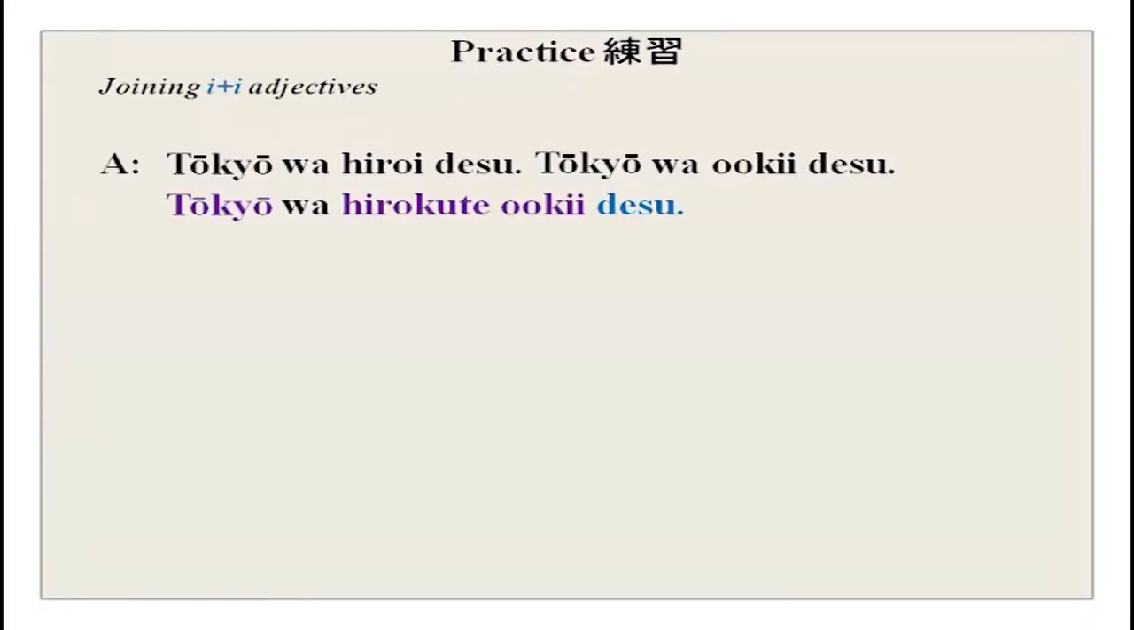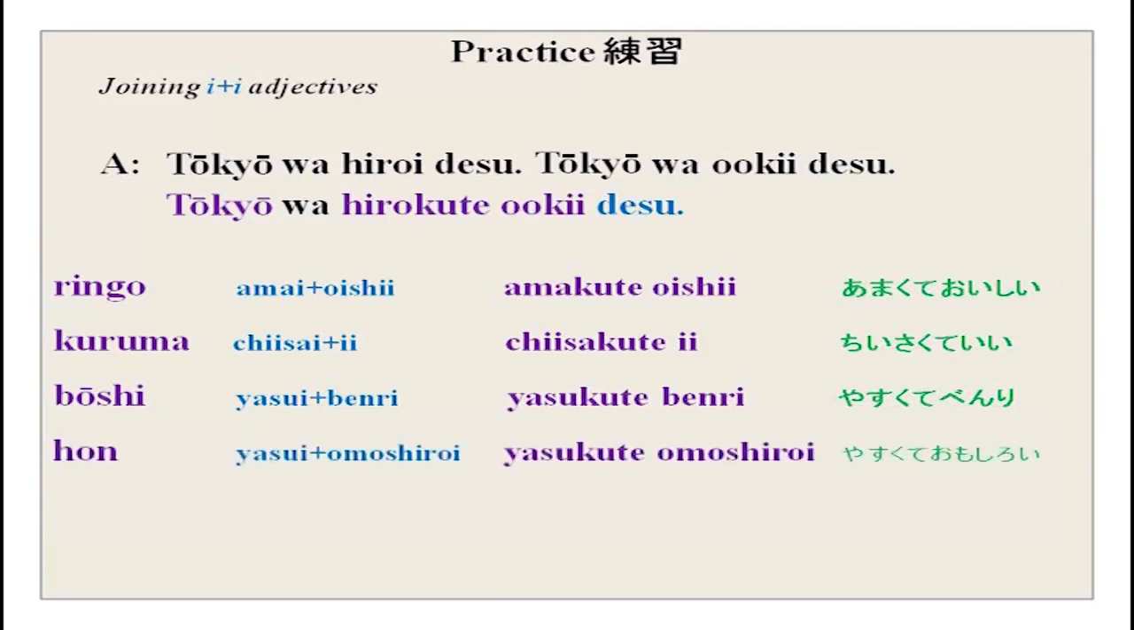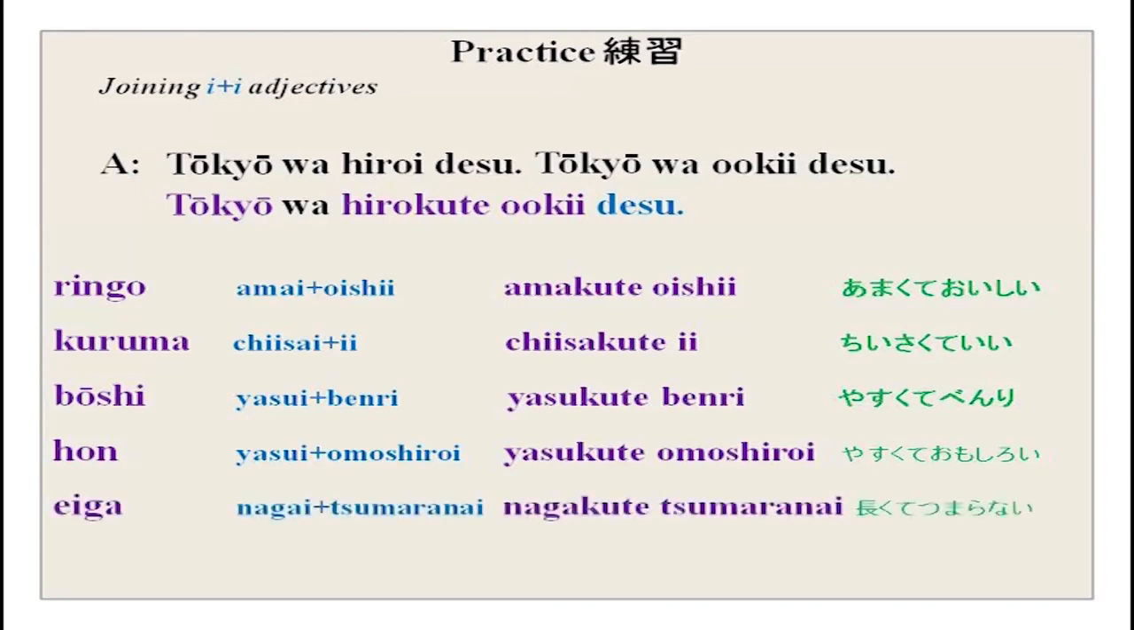Joining I adjectives with I adjectives. Tokyo wa hiroi desu. Tokyo wa ookii desu. Tokyo wa hirokute ookii desu. In a similar manner, now you can replace Tokyo with other nouns. Ringo, kuruma, boshi, hon, eiga. Ringo wa amakute oishii desu. Kuruma wa chiisakute ii desu. Boshi wa yasukute benri desu. Hon wa yasukute omoshiroi desu. Eiga wa nagakute tsumaranai desu. Tsumaranai is very, very boring.